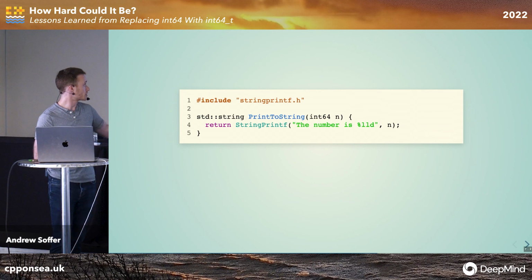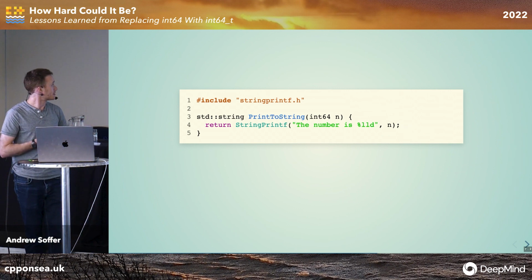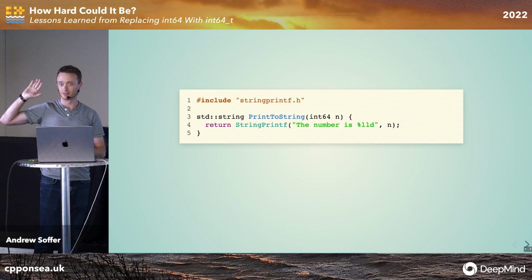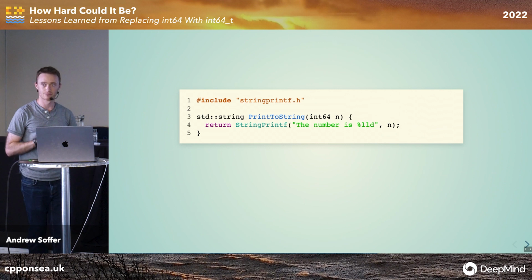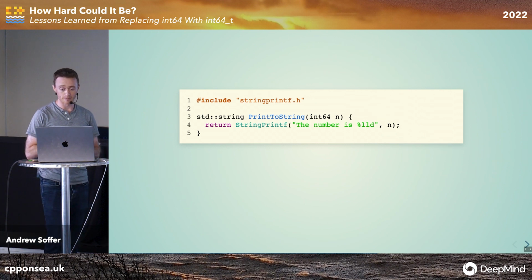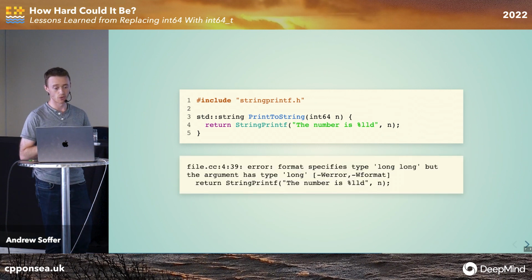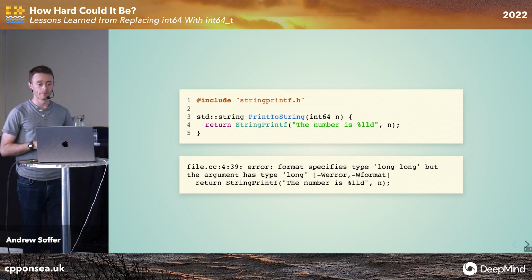So we've got this function. It's just calling string printf. And yeah, this is the entire example. What's going to break here? Show of hands. Anyone see it? Okay, looks like about half. So this is going to fail to compile.